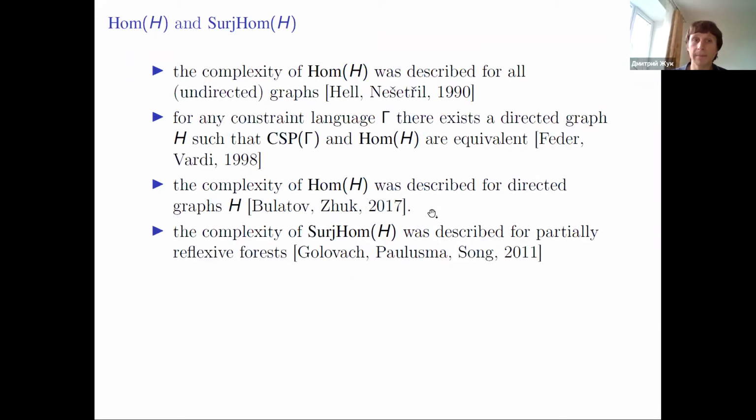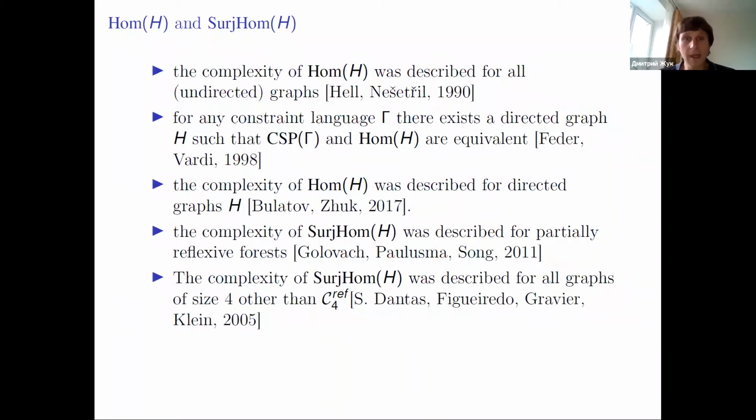Okay, what do we know about the complexity of the surjective homomorphism problem? It was described for partially reflexive forests. I don't want you to ask what that is. In 2005, the complexity of this problem was described for all graphs of size 4, other than C4ref. What is C4ref? This is a very simple graph. It's just a 4-cycle with all loops. So it's symmetric. And it turned out that for this simple graph, the problem is not easy. Also, this problem was studied in graph theory, and there were many papers devoted to this specific graph because finding a surjective homomorphism to C4ref is equivalent to some graph partitioning.